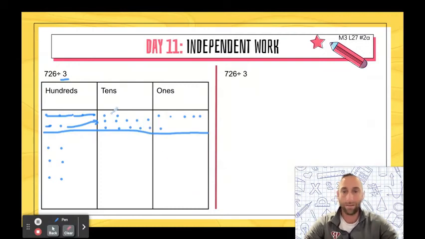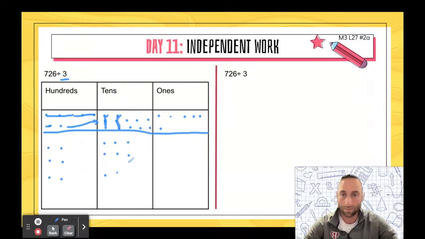All right, so now I have 12 tens. I got to put them in groups of 3. Here we go. 1, 2, 3. I just got rid of those 3 right there. 1, 2, 3. Another 3 gone.